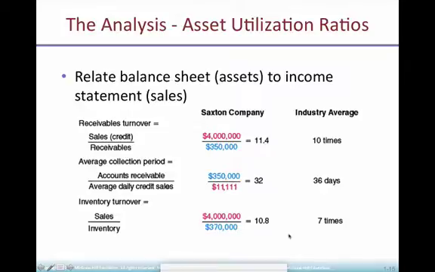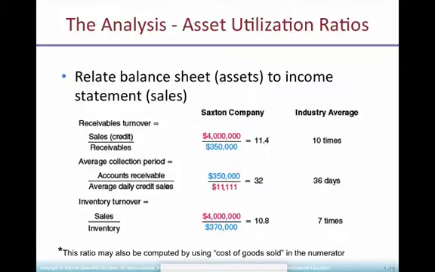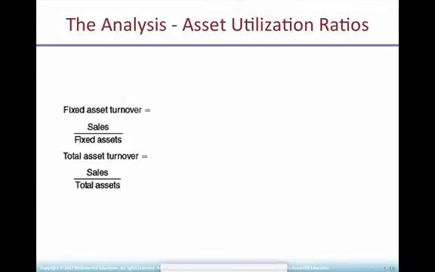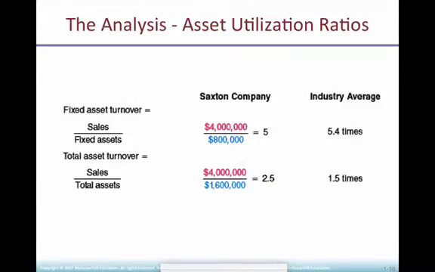So that means that my business on average performs better than the industry on these three asset utilization ratios. Moving on to the next ratio, we have two more ratios.